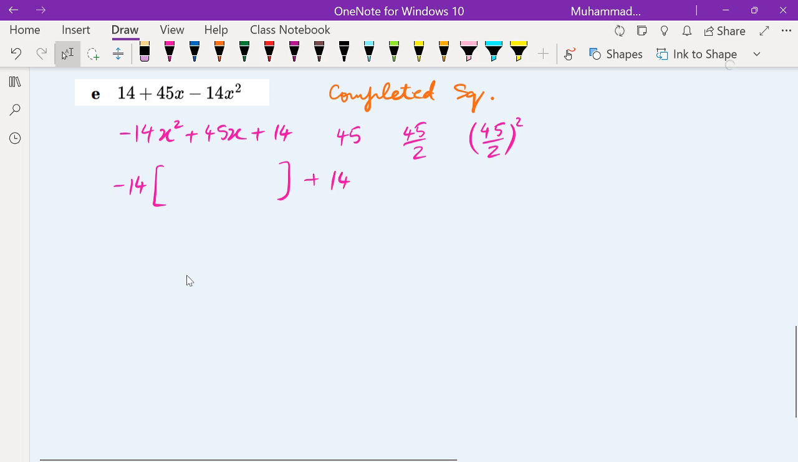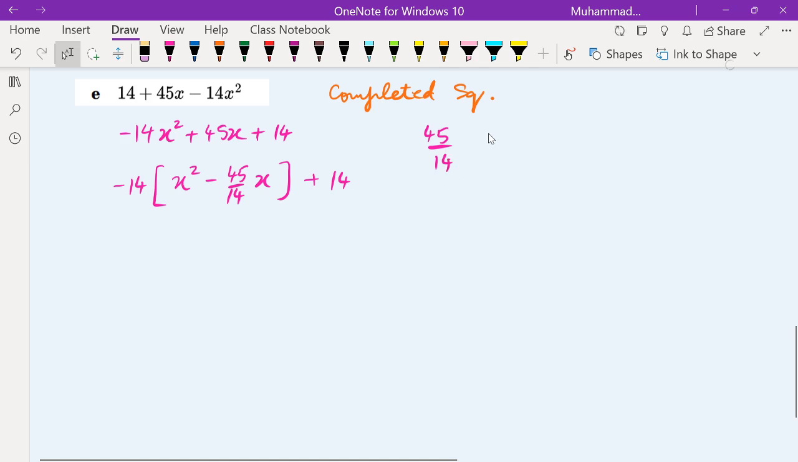There you go. So what's left inside then? It's x squared, this sign. Tell me what to write here. x squared by 14, yes, x. So now your linear coefficient is already 45 by 14. Sorry, 45 by 14. There we go, that's the linear coefficient.